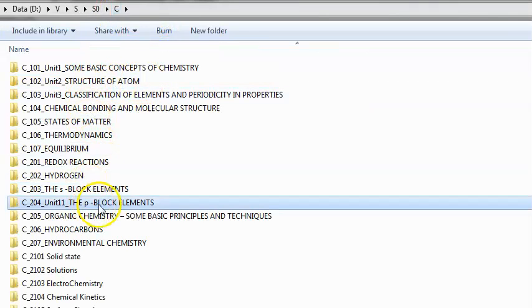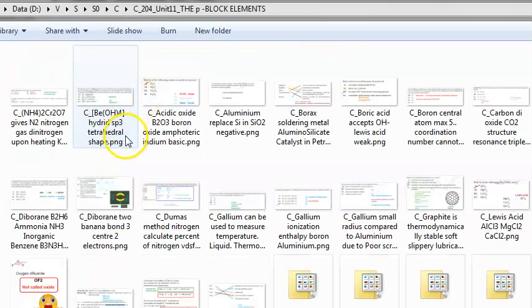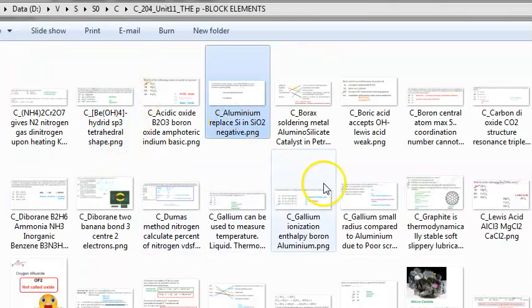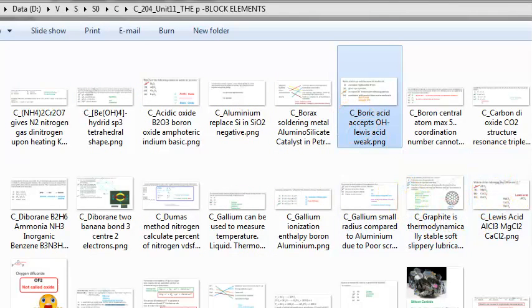Then P block elements. P block elements, what and all you have? Aluminium, boric acid, borax. What is this? Gallium. Wow, all these, okay.